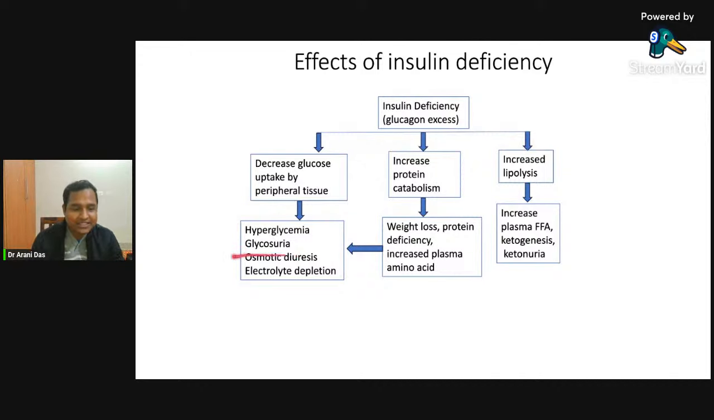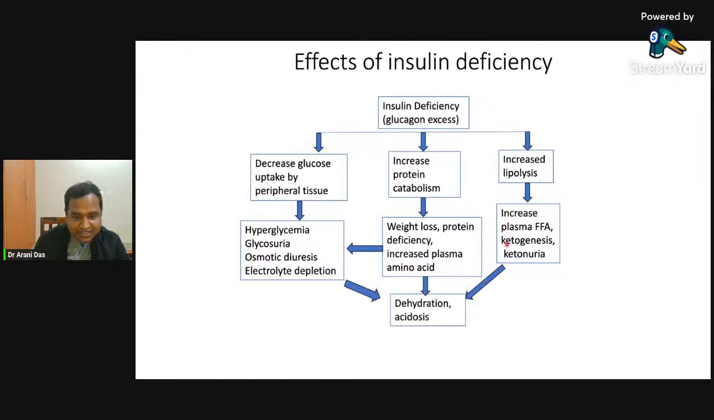Now, all these conditions, hyperglycemia, glycosuria, osmotic diuresis, increased plasma amino acids, increased ketogenesis, lead to dehydration and acidosis. Dehydration because of osmotic diuresis, acidosis because too many ketone bodies and amino acids are there. So this dehydration and acidosis can lead to coma and death. So this is how deficiency of insulin leads to all these different types of clinical scenario.